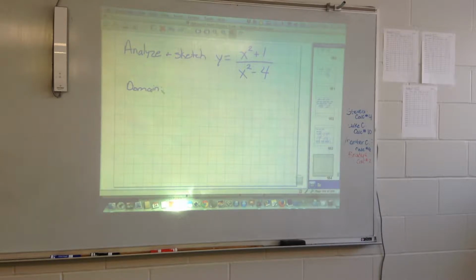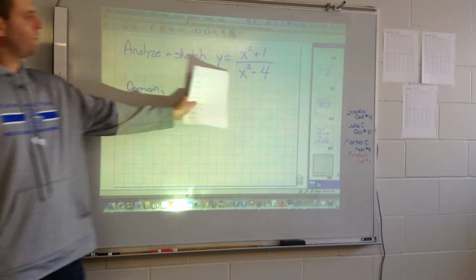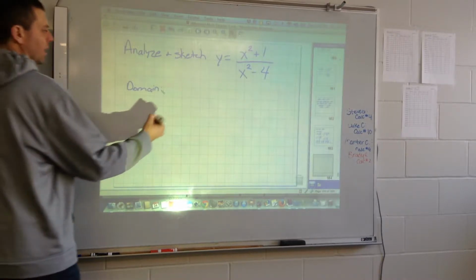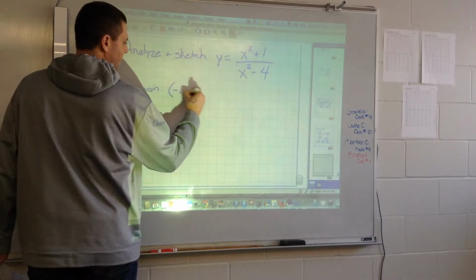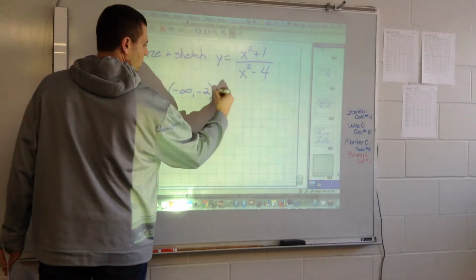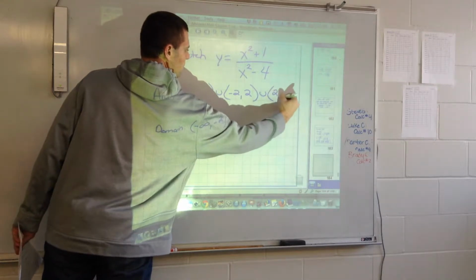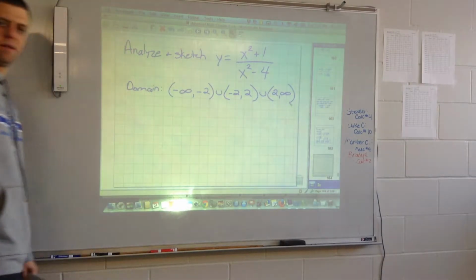2? Negative 2. There are no square roots. So if you would plug in a 2 for x or a negative 2 for x, you would get undefined. So therefore, negative 2 and 2 are not in the domain. If you wanted to write the domain out, you'd write negative infinity to negative 2, and then negative 2 to positive 2, and then positive 2 to infinity.